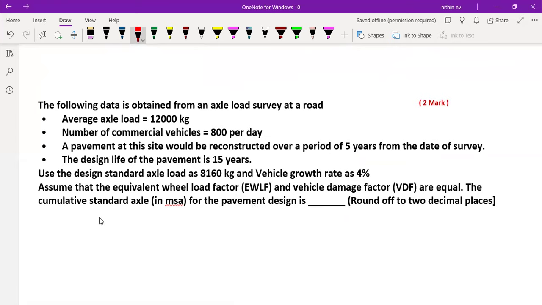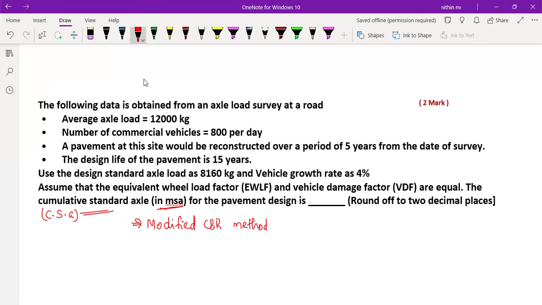They are asking us the cumulative standard axles in MSA, which means from this term itself, we need to understand that the question is from the modified CBR method, right? We're having the unique unit of cumulative standard axles. We can call it as CSA also, and we generally represent in terms of million standard axles, MSA. We know that, right? So it's a question from the modified CBR method.